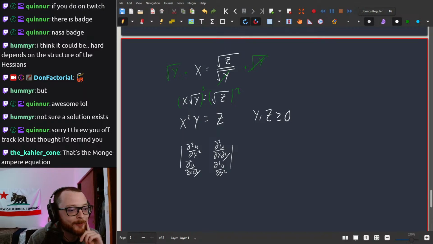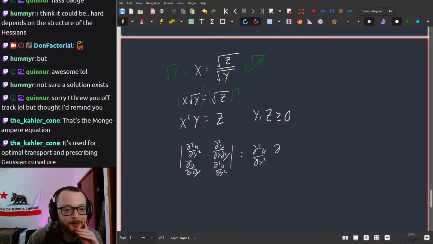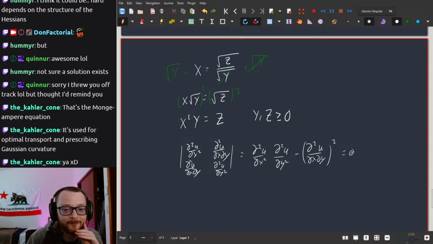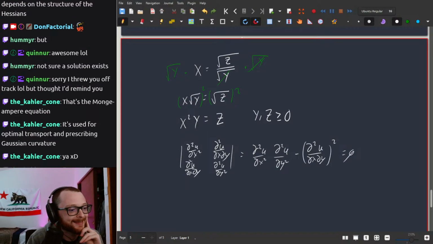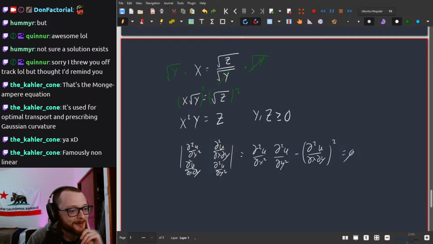The Monge-Ampere equation. Oh, okay. Yeah, that determinant doesn't look like anything that particularly simplifies. This is a nonlinear PDE. Yeah, good luck with that. Famously nonlinear, fair. Used for optimal transport and prescribing Gaussian curvature. Huh.